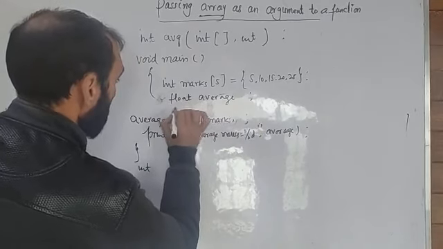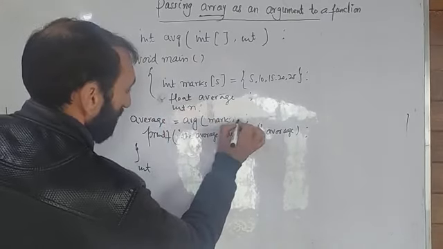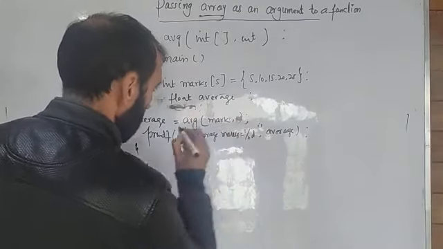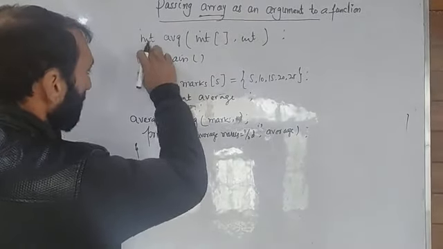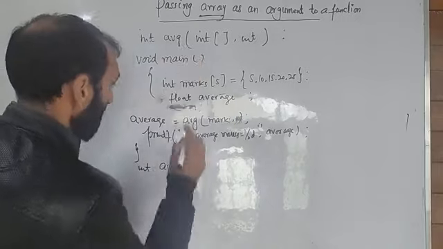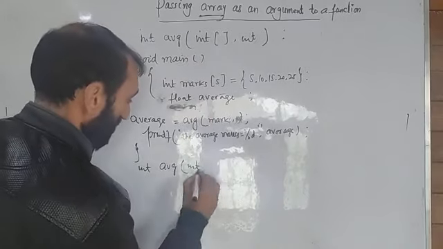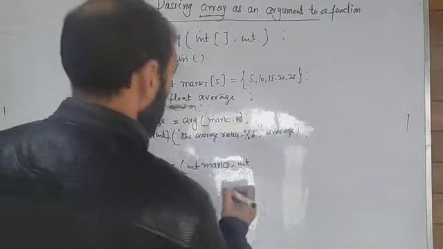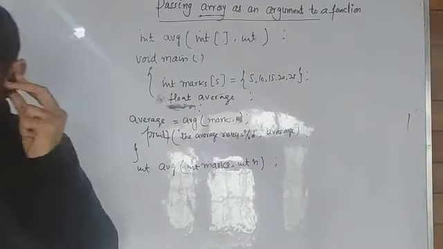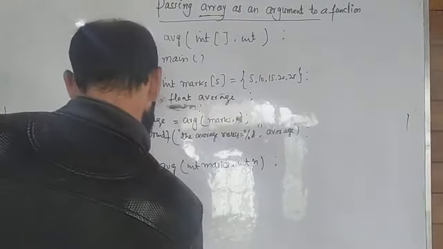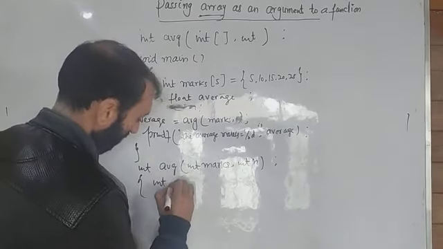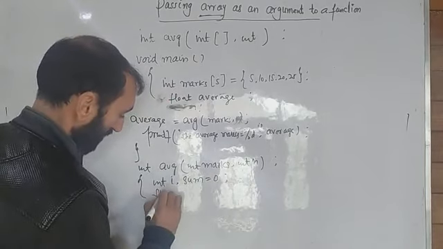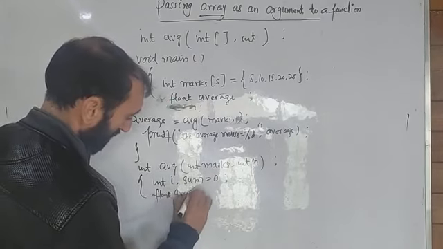Here I am going to declare another variable, int n. Here the return type is int. The name of the function is average. Int marks integer, and int sum equal to 0. Float average.